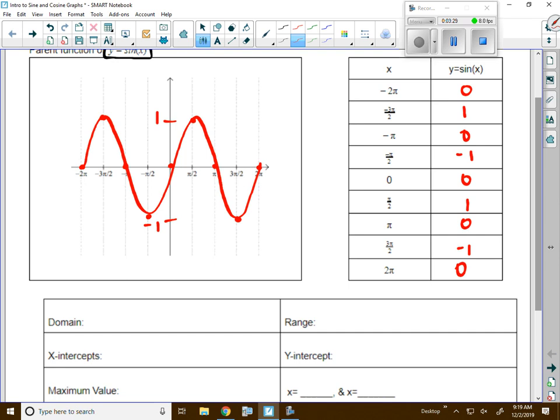Once you have that table filled in, go ahead and plot those points on your graph. You should be able to draw that curve. Using that table, plot your points.